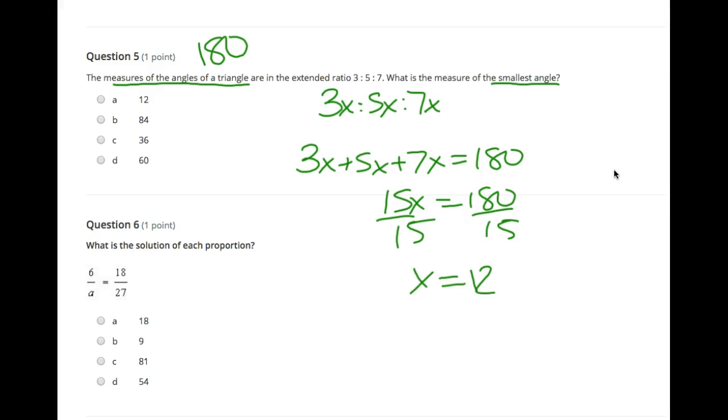Notice once again 12 is an answer, not the solution though, because they want to know what is the measure of the smallest angle. Now you could take 12 and plug it into all three of these pieces of your ratio here. However, if you think through this critically, you can actually figure out which one of these is the smallest angle. We're going to multiply by 3, by 5, and by 7. Multiplying by 3 is less than multiplying by the other two. That's where I'm going to plug my 12 in. I go 3 times 12. That's 36 degrees for my smallest angle measure.